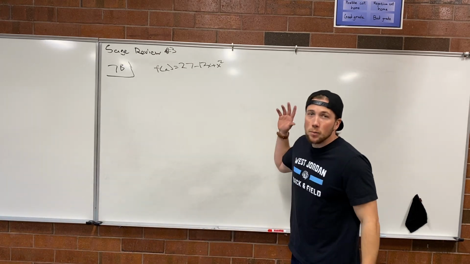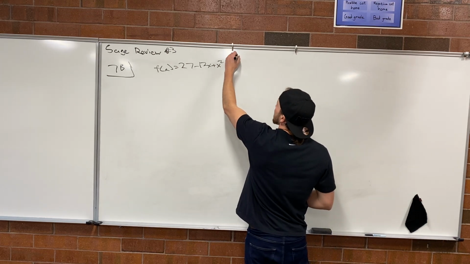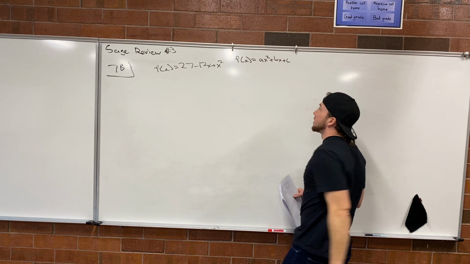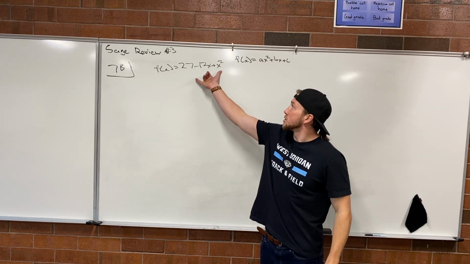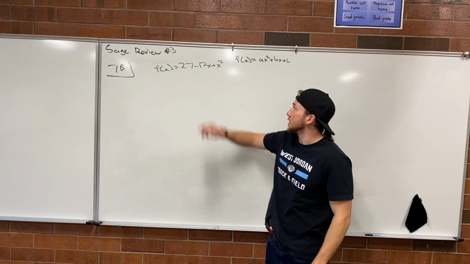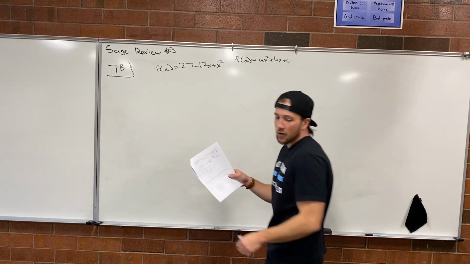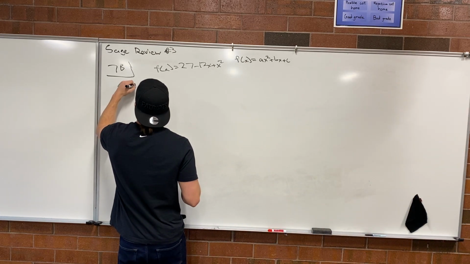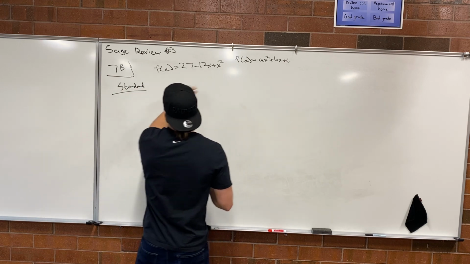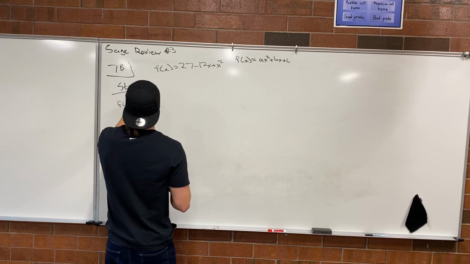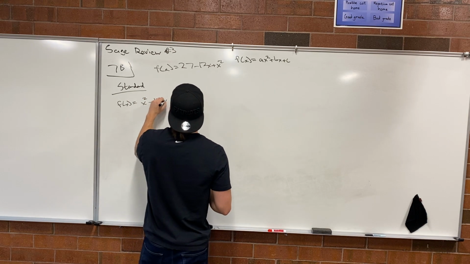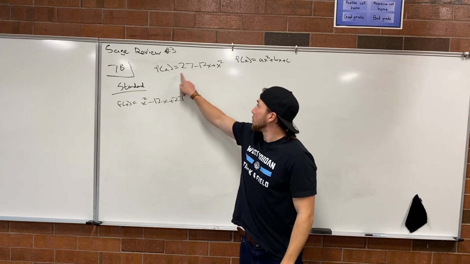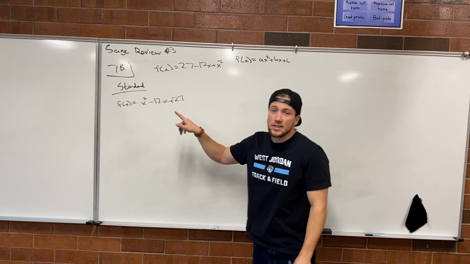And really to get it into standard form, let's remember that standard form is f of x equals ax squared plus bx plus c. So all we need to do is basically mirror this exactly. So our standard form is going to be f of x equals x squared minus 12x plus 27. And there's our standard form. All I did is I put this out in front and I put this in the back. Negative 12x stayed the same in the middle.